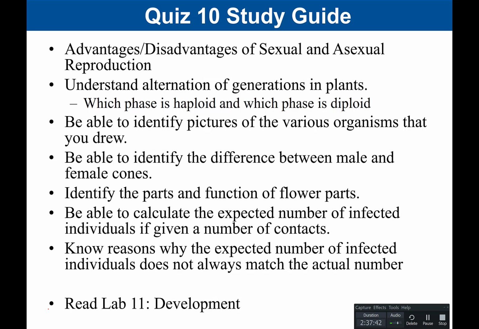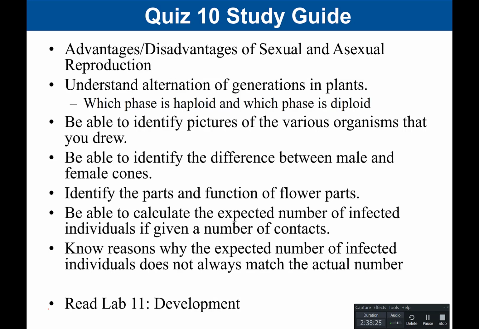So the last thing is just to talk about the Quiz 10 study guide. So advantages and disadvantages of sexual and asexual reproduction. Understand alternation of generations in plants, which phase is haploid and which phase is diploid. Be able to identify pictures of various organisms that you drew. So to be able to identify if you're looking at a moss or a fern, are you looking at the gametophyte generation or the sporophyte generation, etc. Be able to identify the difference between the male cone and the female cone. So if given a picture, you should be able to tell me if it's male or female.